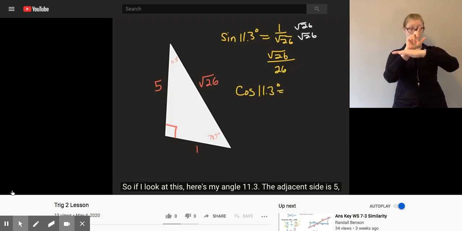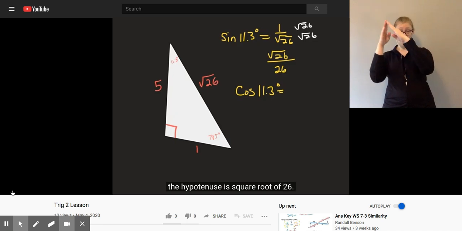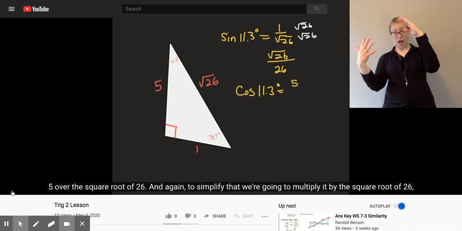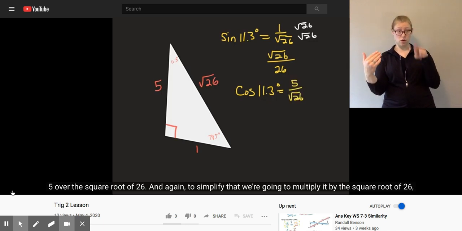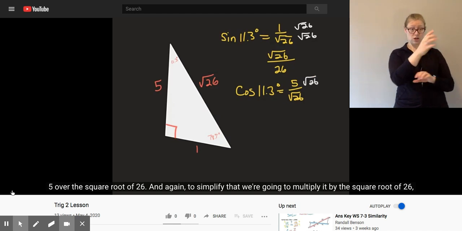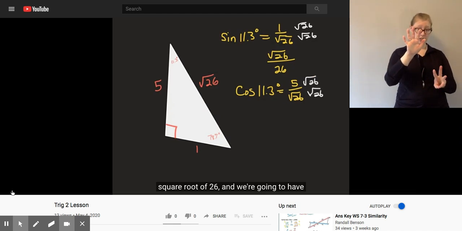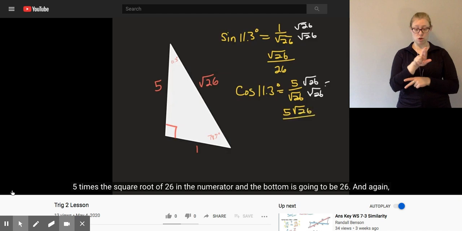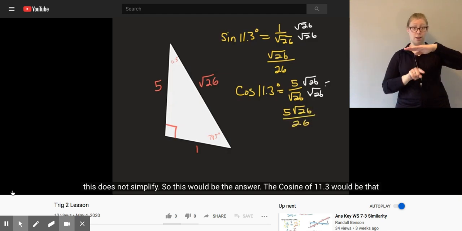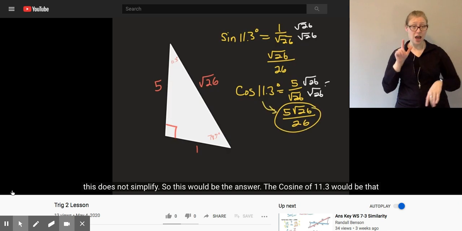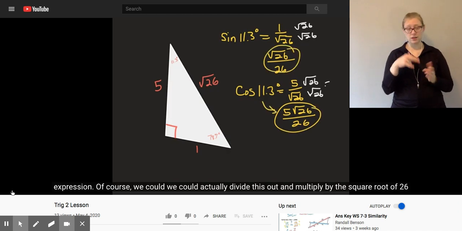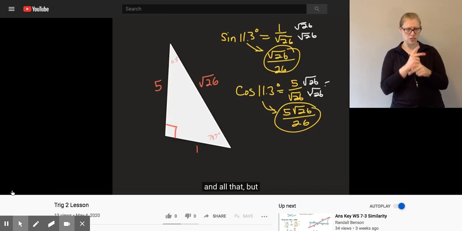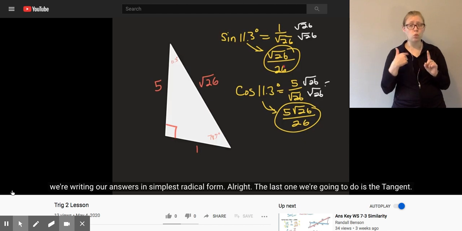So if I look at this, here's my angle 11.3. The adjacent side is 5. The hypotenuse is square root of 26. So this is going to be 5 over the square root of 26. And again, to simplify that, we're going to multiply by the square root of 26 over square root of 26. And we're going to have 5 times the square root of 26 in the numerator. And the bottom is going to be 26. And again, this does not simplify, so this would be the answer. The cosine of 11.3 would be that expression. Now, of course, we could actually divide this out and multiply by the square root of 26 and all that, but we're writing our answers in simplest radical form.